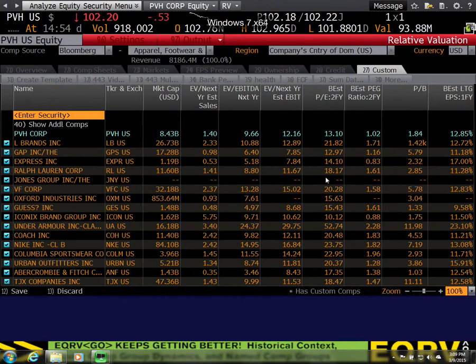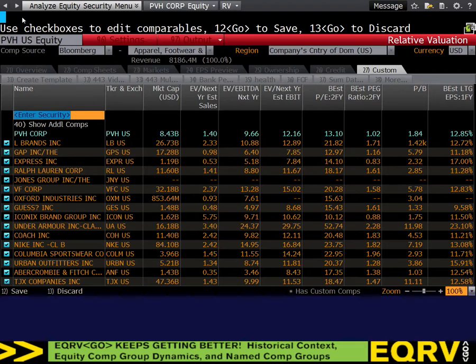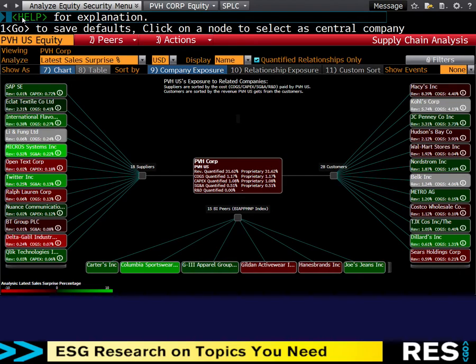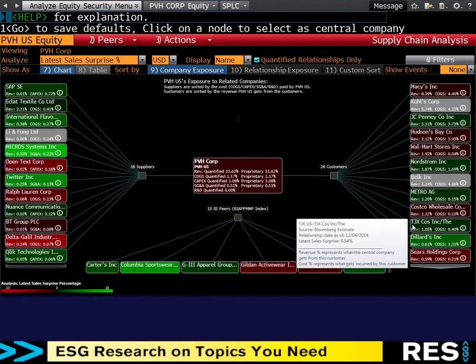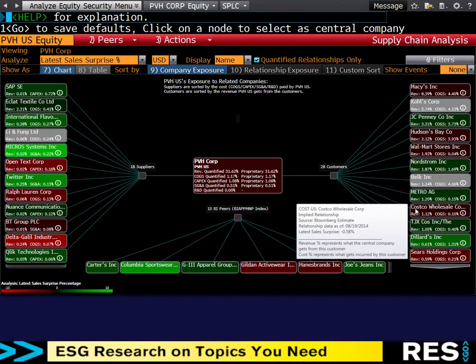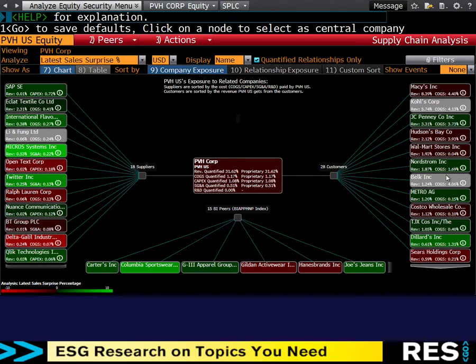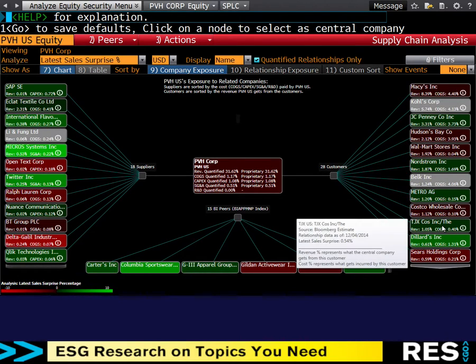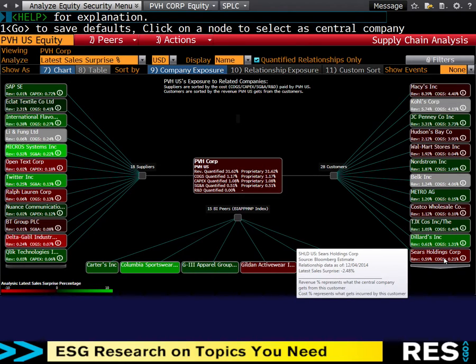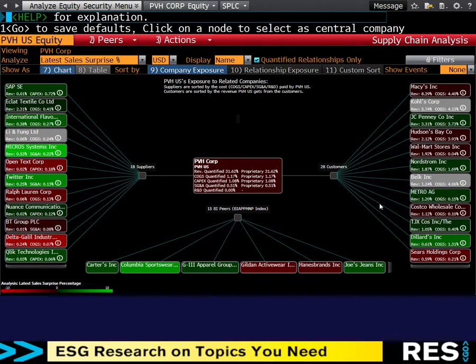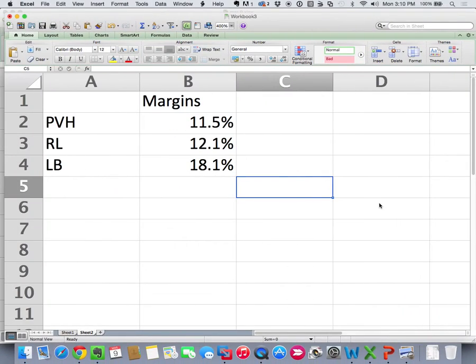Now, here's the interesting thing. Another feature of Bloomberg, supply chain. SPLC. This will show you the supply chain of any company. These are the customers of PVH, based on public data that Bloomberg's been able to get. Macy's, Kohl's, JCPenney, Hudson's Bay, Walmart, Belk, Costco, TJ Maxx, Dillard's, Sears. Nordstrom's is in there as well. What does that tell you? Why do they have the lowest margins?